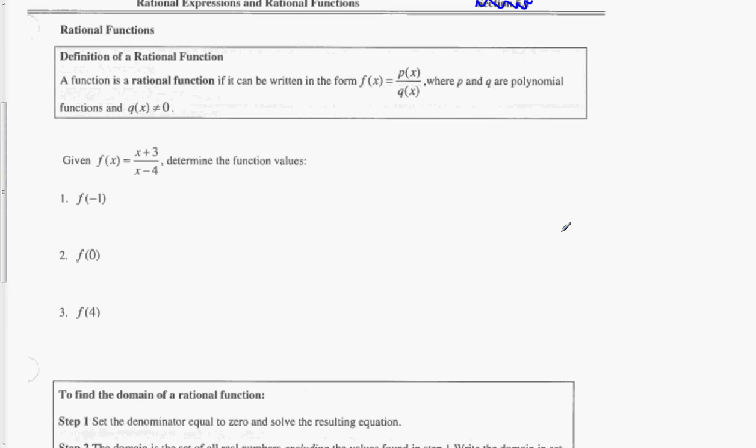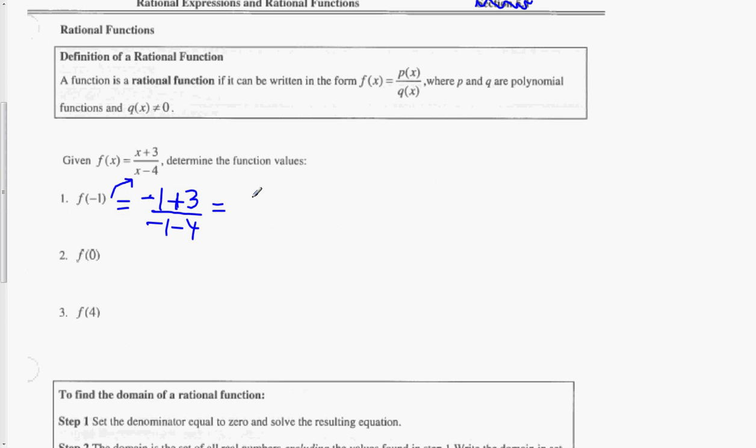So in the first 3 questions, it gives us a function notation f of x equals x plus 3 over x minus 4. We haven't talked a lot about functions yet, but what that just means is that in the parentheses, I'm going to give you a number that I want you to substitute in for x in the equation and then work it out. So if I'm doing f of negative 1, that means I want you to take negative 1 and put it in for every x in that function. So that means I'm going to have negative 1 plus 3 over negative 1 minus 4, and then we're going to work it out.